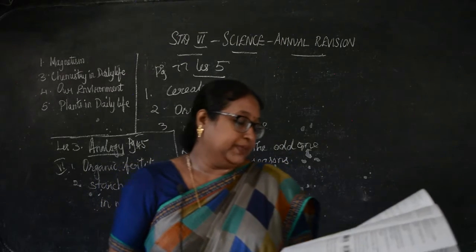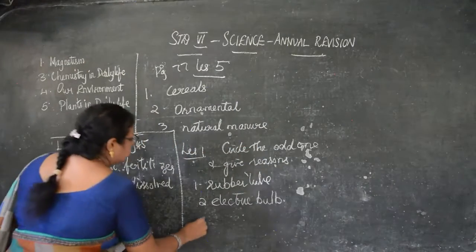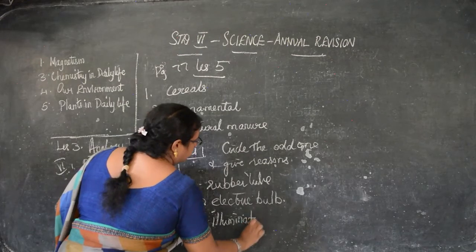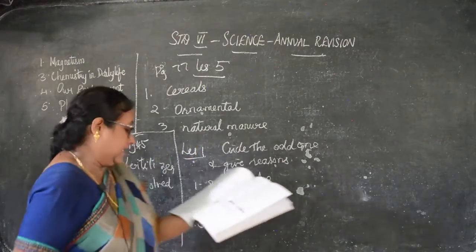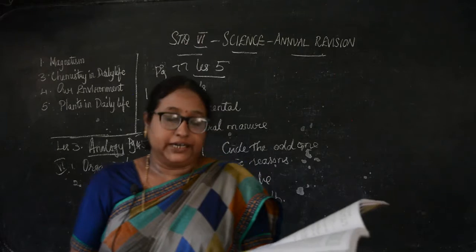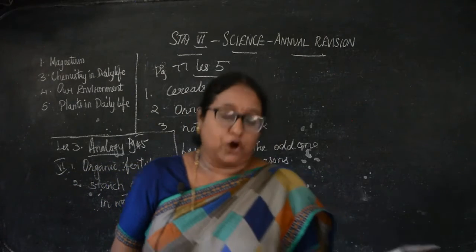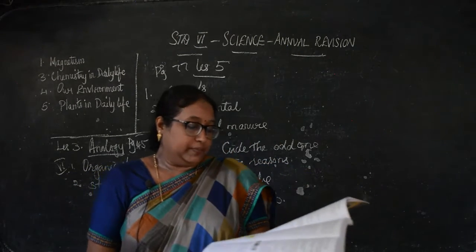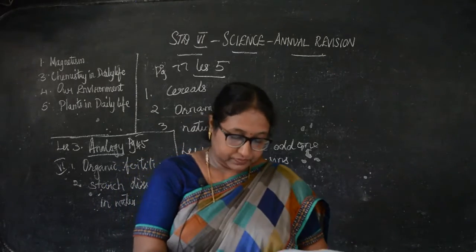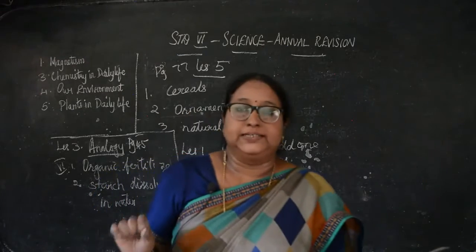Then number 3: attraction, repulsion, pointing direction and illumination. So what will you underline there? Odd one, illumination. And what will you write there? Illumination is not a property of magnet. Others are magnetic properties. You will write: illumination is not a property of magnet, and others are magnetic properties. You will write like that.